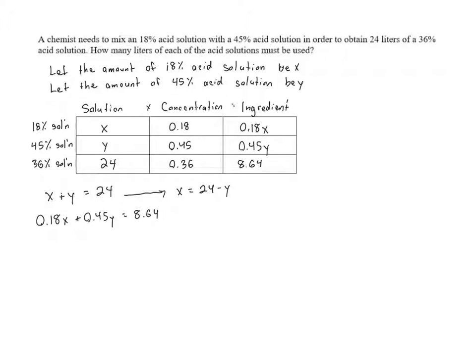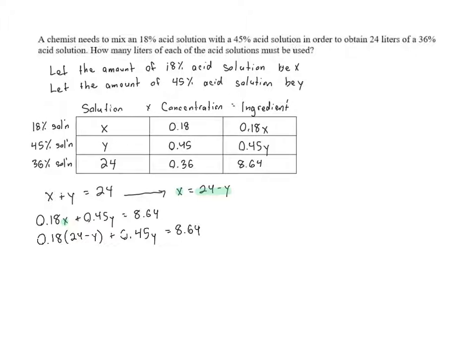And now we can set up our substitution. Because x is equal to 24 minus y, wherever we see an x in the other equation, we can replace it with 24 minus y. So in the second equation, when we make the substitution, it'll become 0.18 times x, which we know is 24 minus y, plus 0.45y equals 8.64. Now we have to distribute the 0.18 on the left.